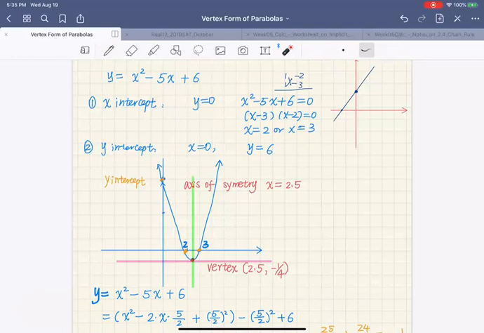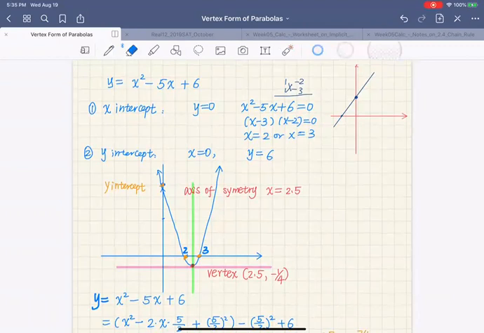Now, the y-intercept. Would you please go ahead, Valeria? What's the y-intercept? You are going to make your x equal 0, right? When x equals 0, you plug in 0, y equals how much? So y equals 6. Perfect.